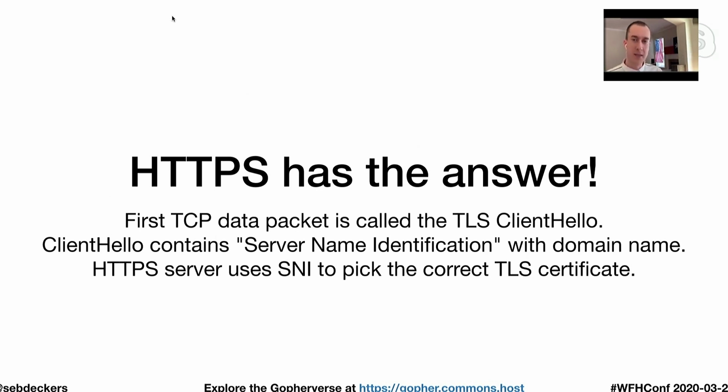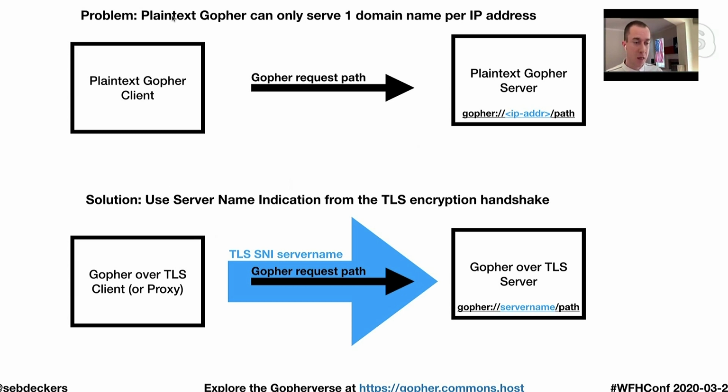The idea is that a CDN, a content delivery network that's hosting lots of websites, needs to be able to pick the correct TLS certificate to serve the response to that TLS client. And so we can use that SNI, that Server Name Indication, combine it with the Gopher URL, and recompose on the server side the full Gopher URL.